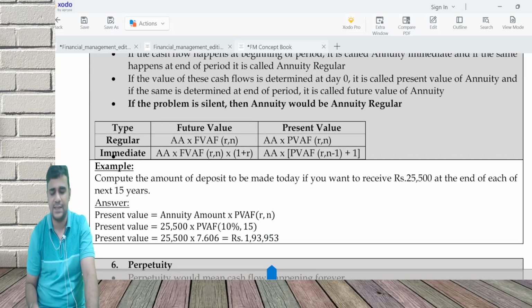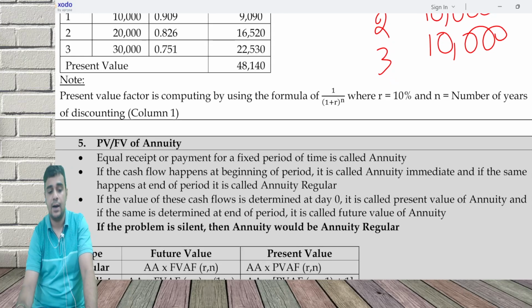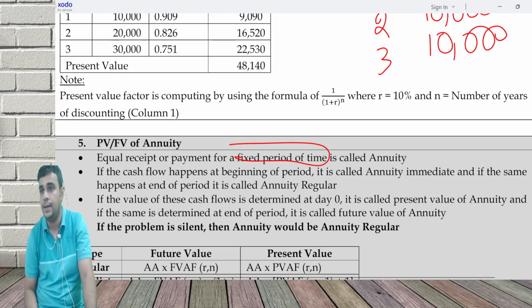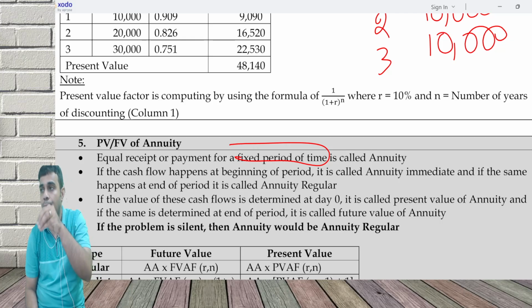Now, guys. Equal receipt or payment for a fixed period of time is called annuity. If the cash flow happens at the beginning, it's called annuity immediate, and if it happens at the end, it is called annuity regular. The distinction I have not discussed much as of now. I'll discuss as we proceed.